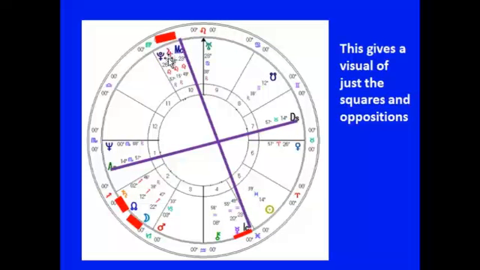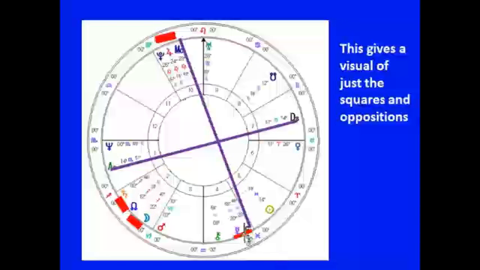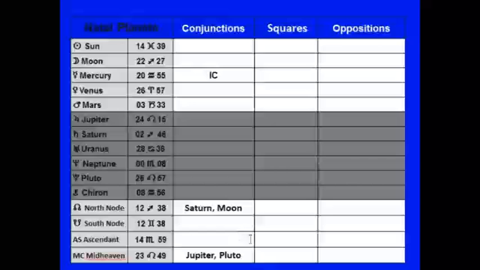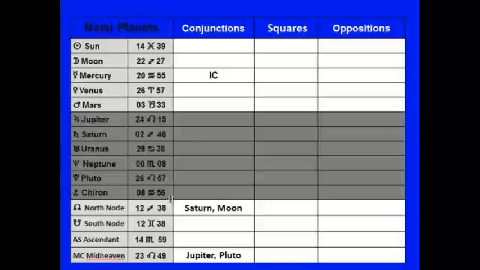We've got the midheaven conjunct Jupiter and Pluto. We've got Saturn conjunct the north node. It's within 10 degrees, and the north node with the moon about 10 degrees. And again, with the nodes, we look at up to a 15-degree orb for a conjunction. So the north node is sitting right here between Saturn and the moon. And then Mercury is with the IC of the chart. And those are the only conjunctions on this chart. So if we go to fill that in, we would write Mercury, we would write the IC under conjunctions. We would write the north node, Saturn and the moon, and we'd write the midheaven, Jupiter and Pluto.